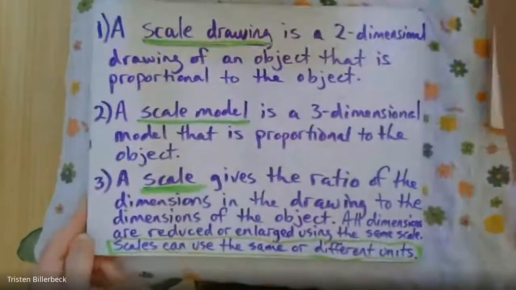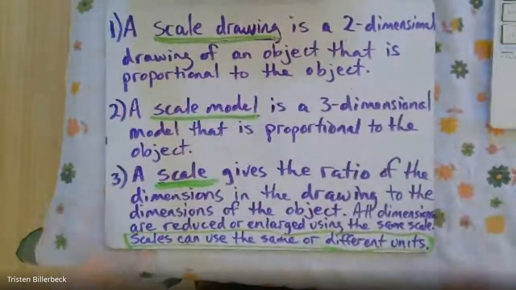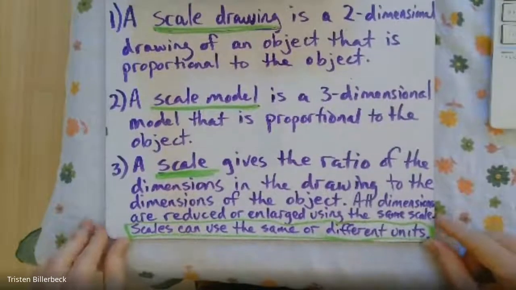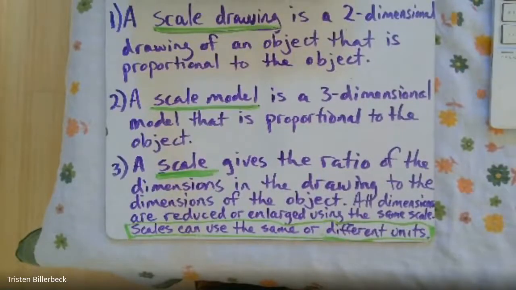So let's look at some specifics. A scale drawing is a 2-dimensional drawing of an object that is proportional to the object. Okay, so a scale model is a 3-dimensional model that's proportional to the object. So if we were to make a little mini house or mini city, it would represent a very large city, but it would be 3-dimensional.